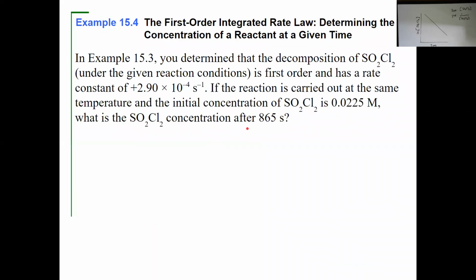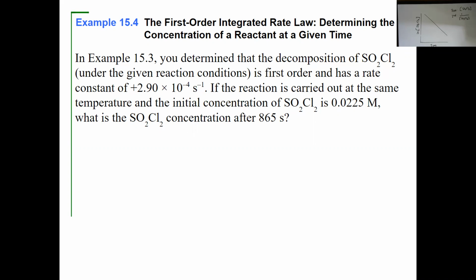We are going to use this now to find an answer to a different question. In that last example, we figured out that that reaction was first order based on the graph, and we figured out its rate constant. So now if we carry out this reaction at the same temperature, and that's important because our rate constant is going to change if we change our temperature, we're going to be able to use that same rate constant of 2.9 times 10 to the negative 4 inverse seconds. If we know the initial concentration of the SO2Cl2, we want to know what the concentration is after 865 seconds has passed.